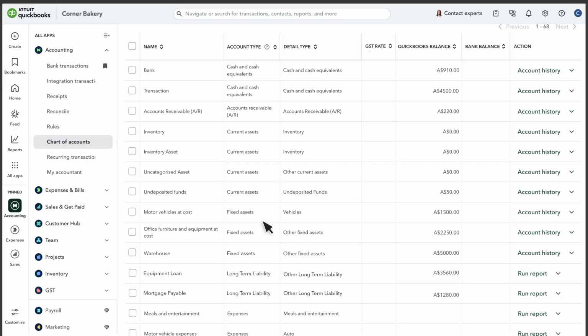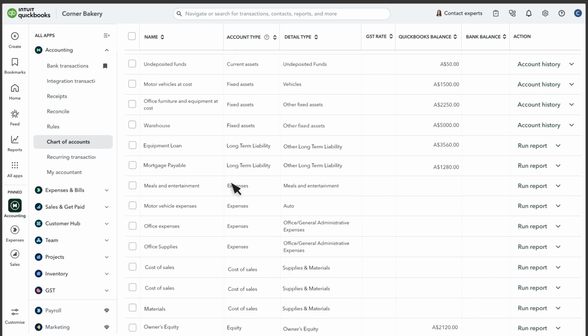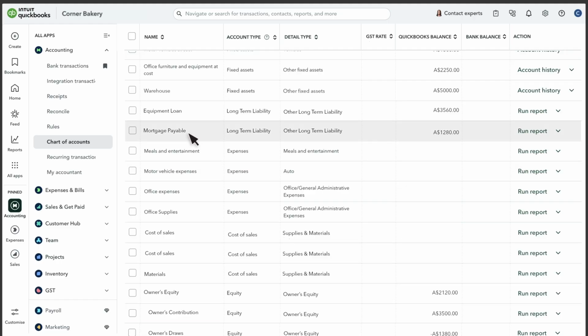Accounts at the top of the list show how much you own or owe right now. They include accounts you're already familiar with, like bank accounts or credit cards. They have balances that tell you how much money you have in those accounts or how much you owe. Other accounts, like fixed assets, tell you the value of things you own, like a vehicle or warehouse. And non-current liabilities tell you how much you owe, like a mortgage.